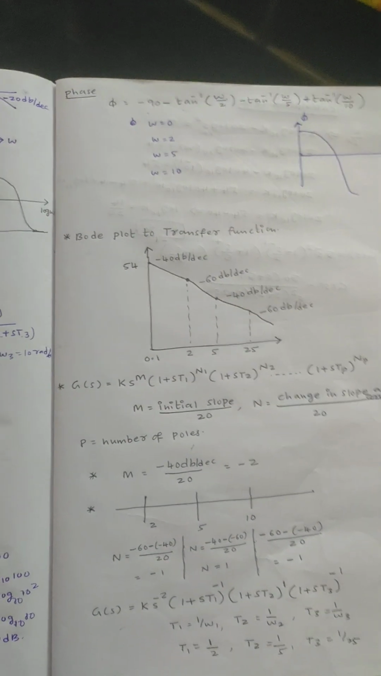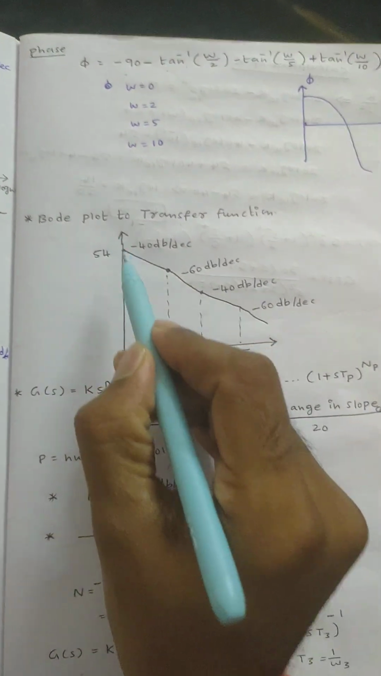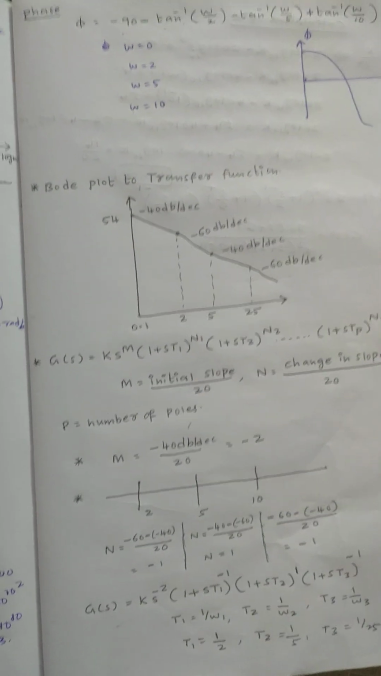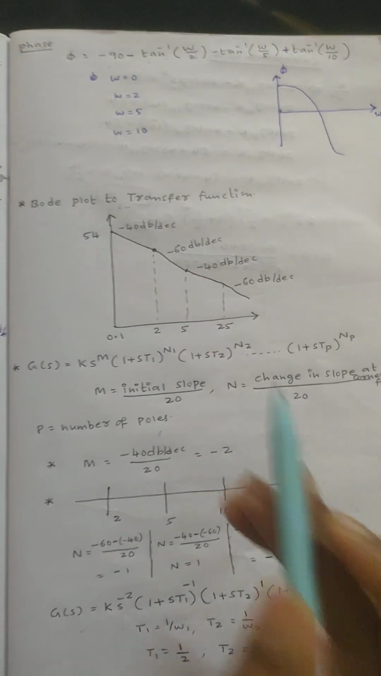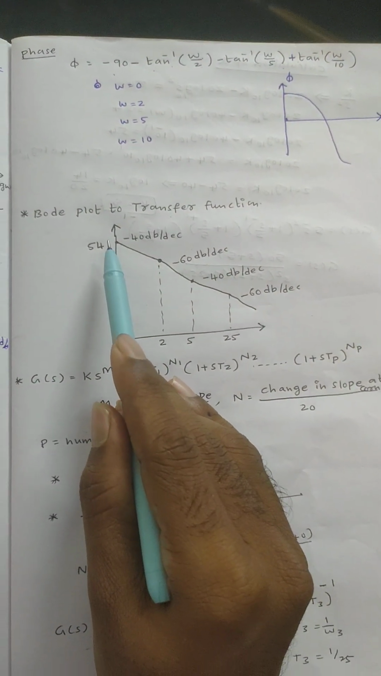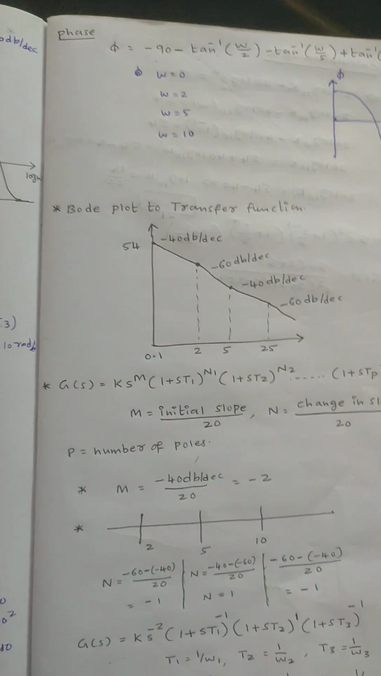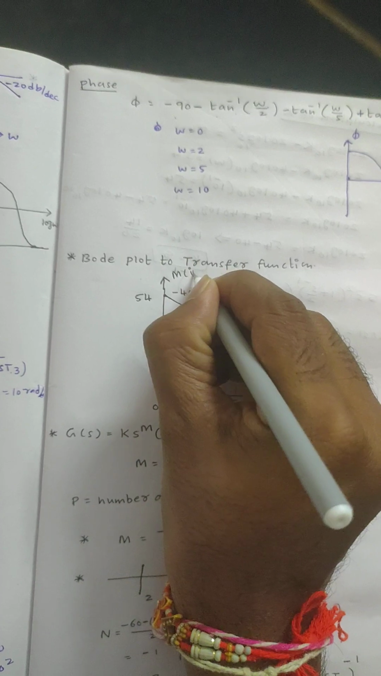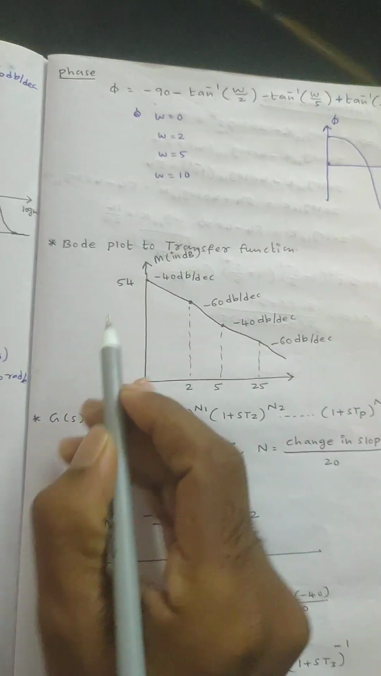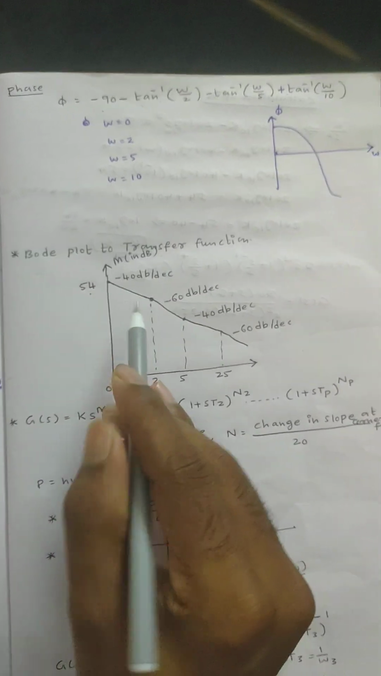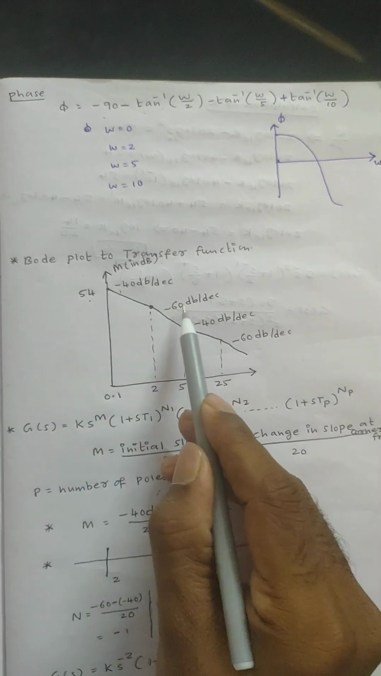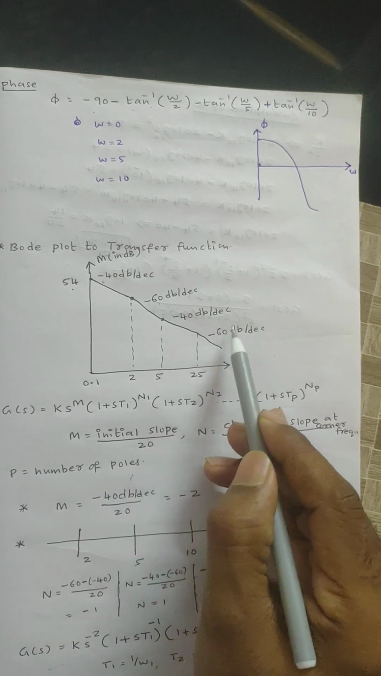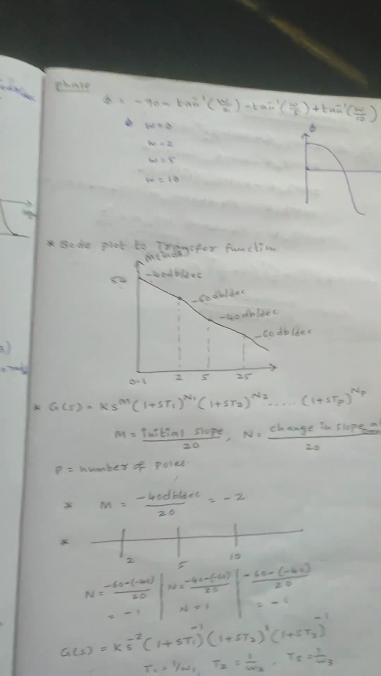Next, again, if the Bode plot is given, then how to find out G(s)? By knowing G(s), we can calculate the transfer function. Now see here, the Bode plot is given. This is 54 dB, M in dB. Here this value is 54. The initial slope is minus 40 dB per decade. After that, the next slope is minus 60 dB per decade. Next slope is minus 40 dB per decade. After that, minus 60 dB per decade.